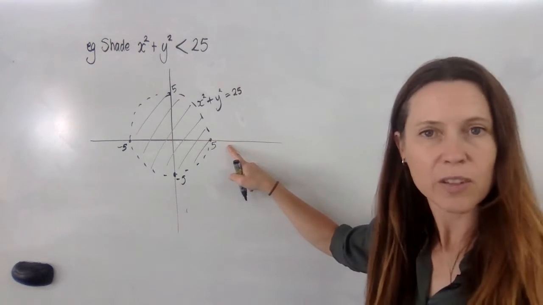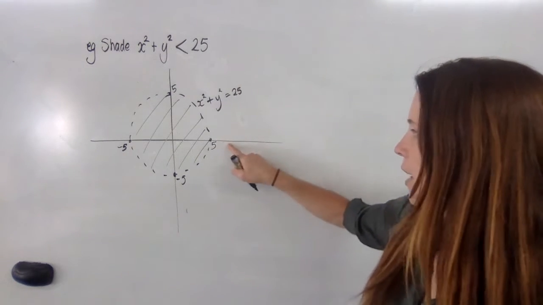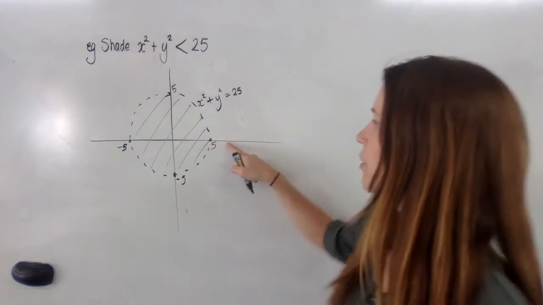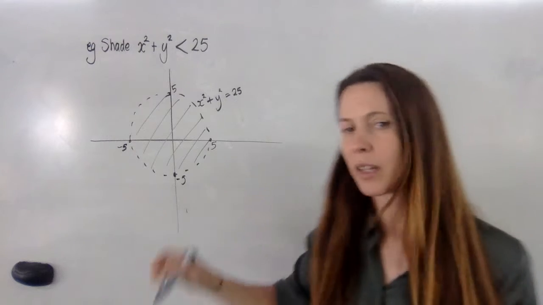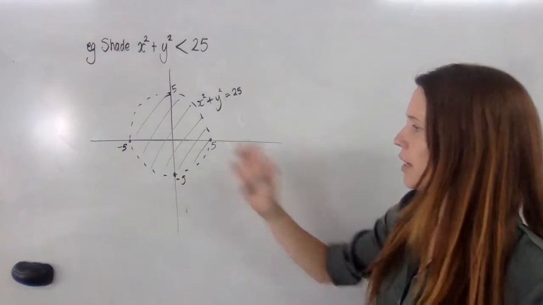Testing a point that's outside of the circle, just to double check what I've done, how about a point like 6, 0? Well, if x is 6, I've got 36 plus nothing, and that is not less than 25. So clearly I don't want to shade outside the circle, and I'm finished.